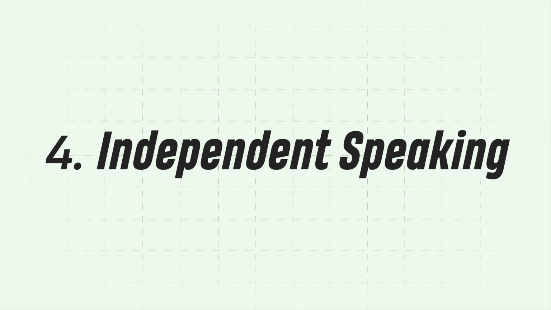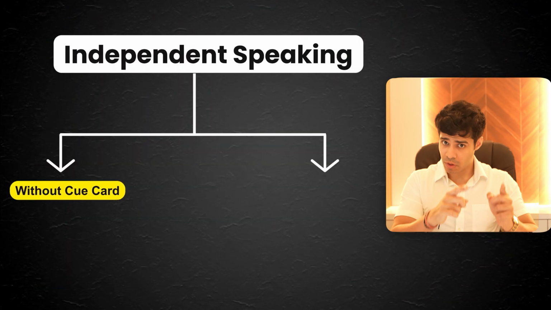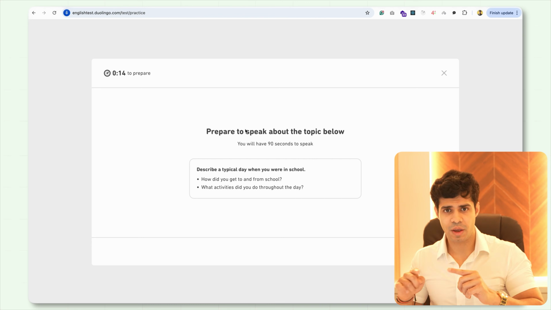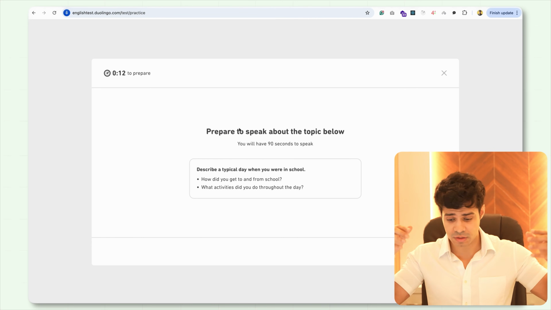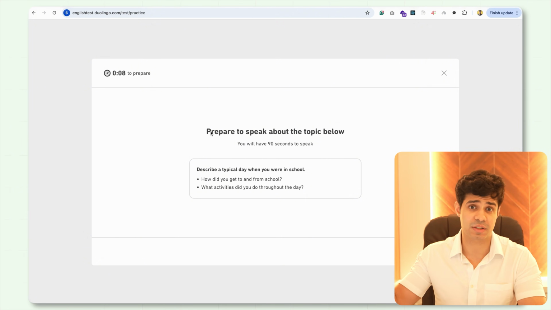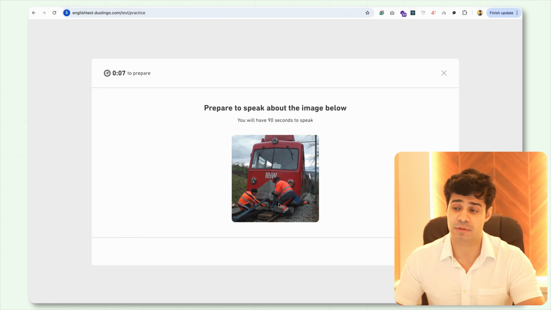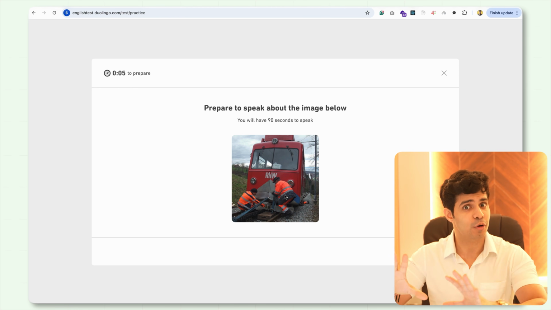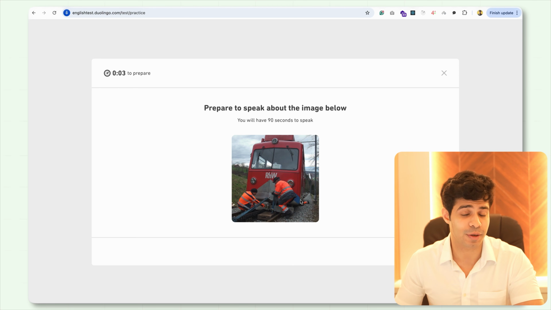Number 4 is independent speaking. You will have 2 kinds of independent speaking modules. One is with a cue card, one is without a cue card. If you have a cue card, you're given supplemental questions that you must answer within your answers. Otherwise, without a cue card, you can just basically speak about anything and everything as long as it's related to the topic that you've been given.